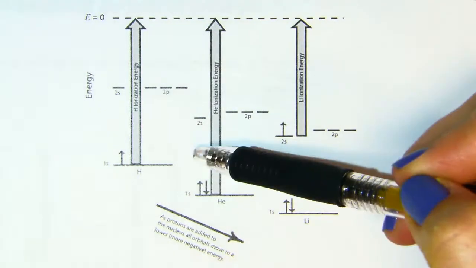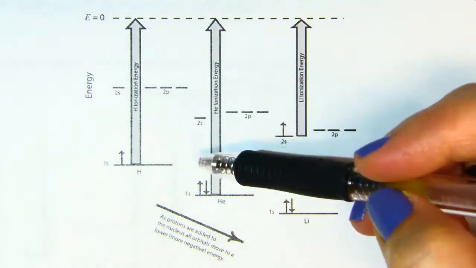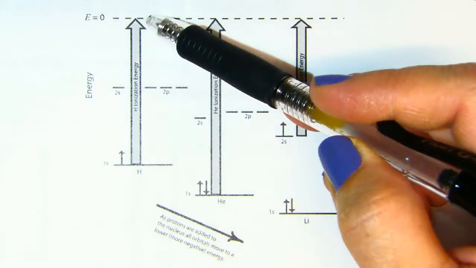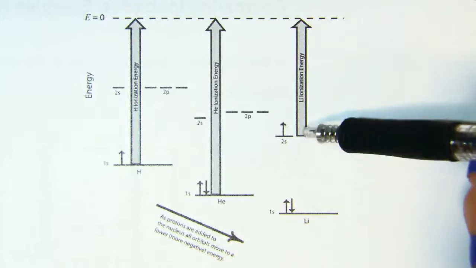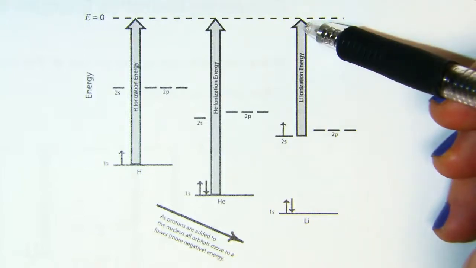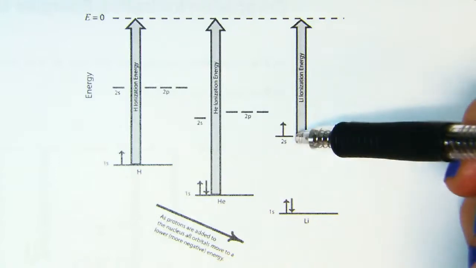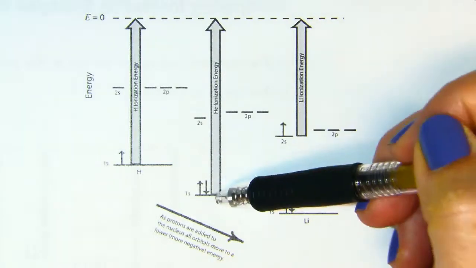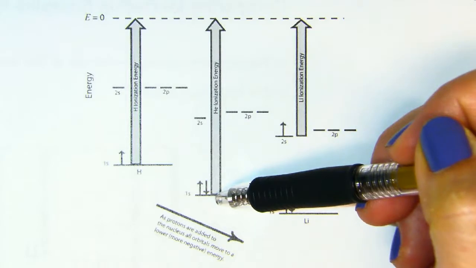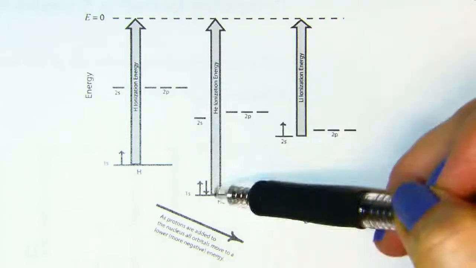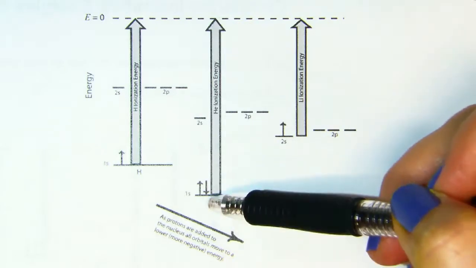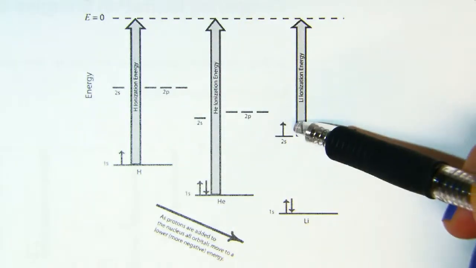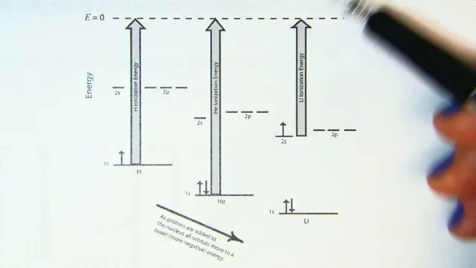The length of the arrows in the figure above represent the magnitude of the ionization energy. For lithium, the ionization energy is smaller compared to helium. In lithium, the electron being ionized comes from the higher 2s orbital. In helium, the electron being ionized comes from a lower energy 1s orbital. And so this requires more energy to remove one of these electrons than it does to remove one of the electrons from 2s in lithium.